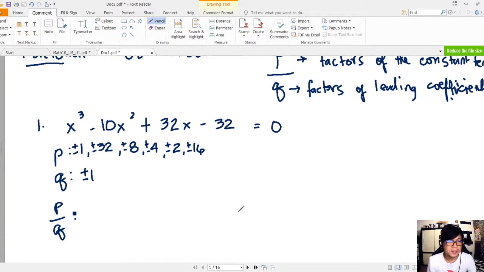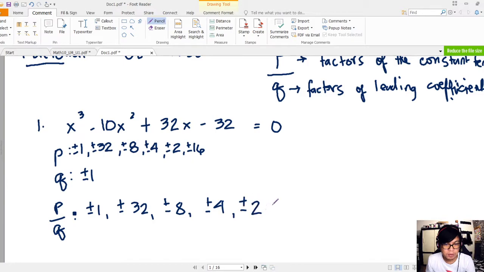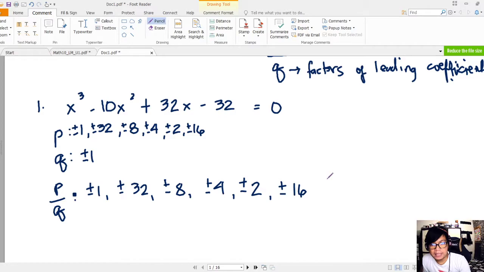So we will just copy. So that is positive, negative 1, positive, negative 32, positive, negative 8, positive, negative 4, positive, negative 2, and positive, negative 16. So this one, ang tawag dito, ito yung tinatawag natin na possible rational roots or the PRR.